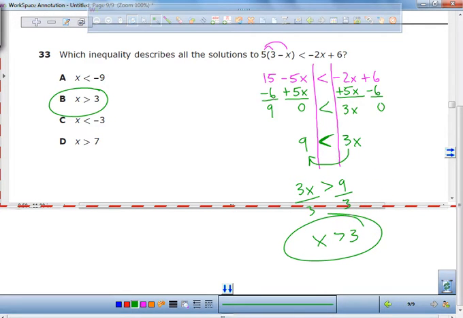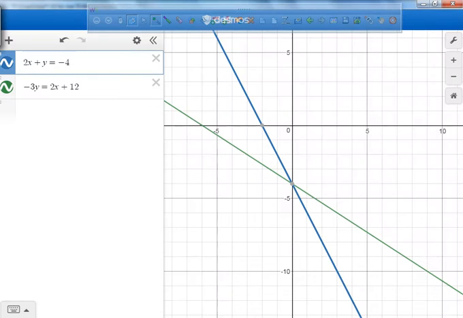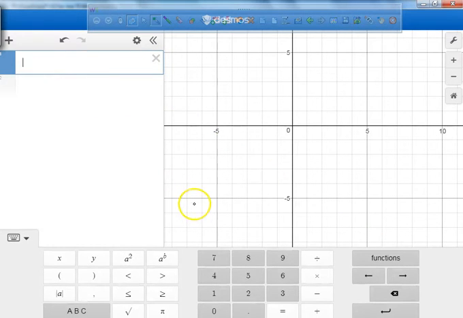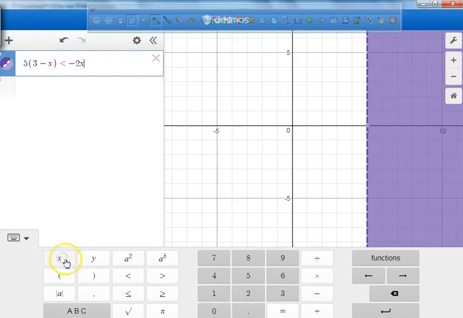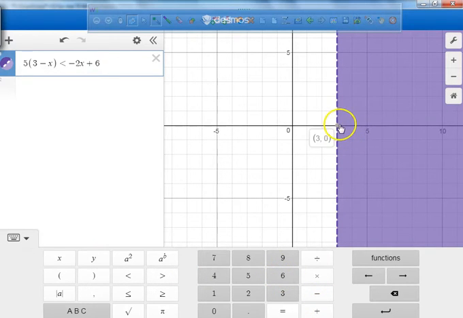Now, watch what we do in decimals. Oh, that's not decimals. That's decimals. Okay, we're going to clear that out. Tell me what to type in. We have 5 parentheses 3 minus x, close parentheses, and then a less than symbol. And then what was the other one? -2x plus 6.